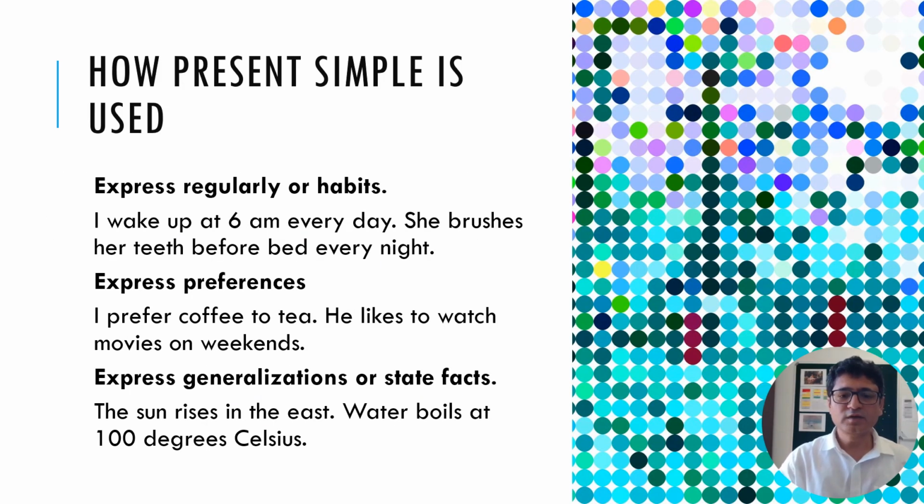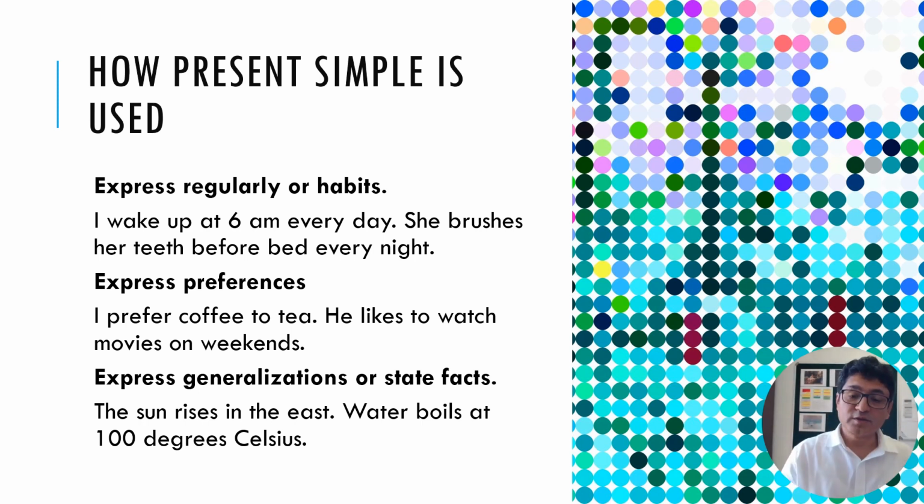Now, let's look at how present simple is used. We already talked about that. Here are a few more examples. When you express regular habits, you'll use this tense. For example, I wake up at 6 a.m. every day. She brushes her teeth before bed every day.